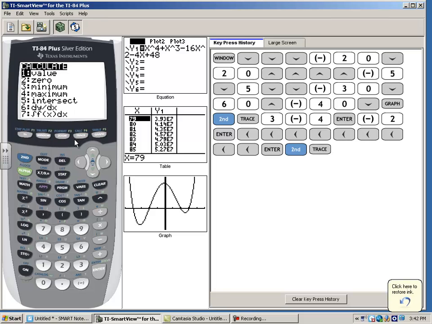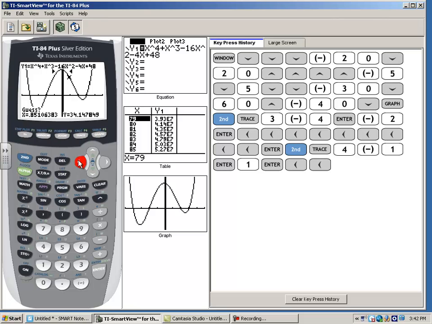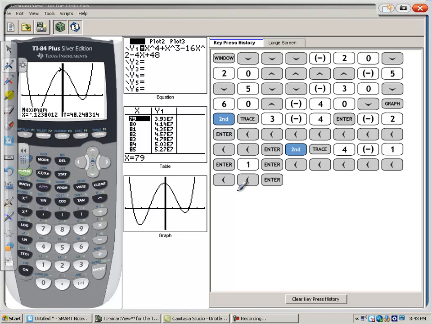Second trace, there we go. This time we're going to find a maximum, that's number 4. And I see that the maximum happens between negative 1 and 1, so for the left bound, I'm just going to type in negative 1, enter. Right bound is going to be positive 1, enter. And then guess, just move the cursor close to where that maximum happens and hit enter. And it tells you that's at negative 0.123, 48. So I would say negative 0.123, 48.25. This is a relative maximum.